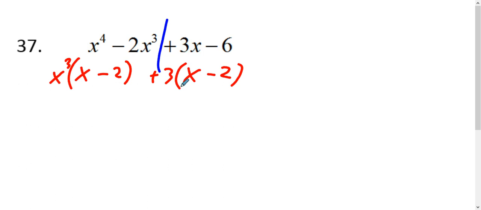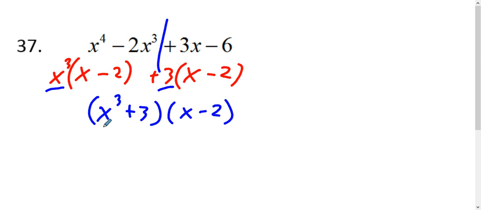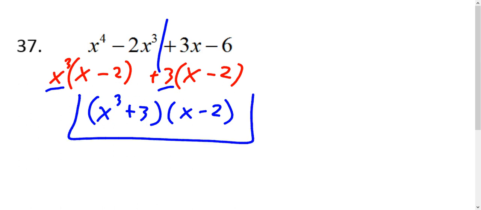The trick for grouping is that the parentheses have to match, and that's part of your final factor. And then the front parts that you factored out, x cubed plus 3, that's the other parenthesis. If it would factor further, that's what you would do. But we have x cubed, and 3 is not a perfect cube, so it does not factor anymore. If that was a different number like 8 or 64 or 27, it would factor more.